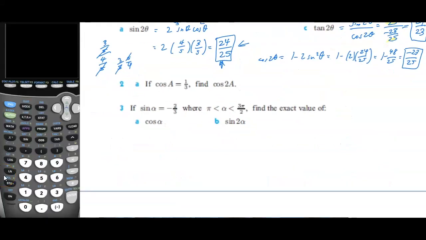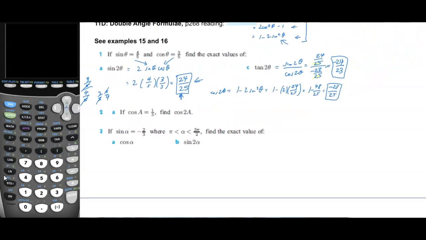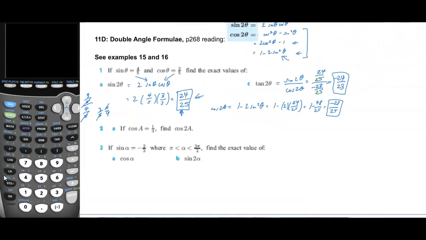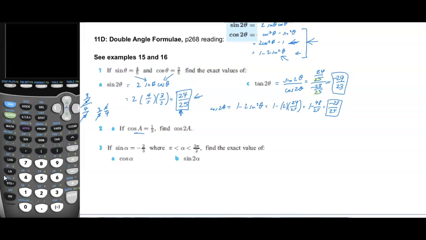If cosine A is 1/3, find cosine 2A. Okay, so in this case, we're going to use one of these three equations. We only know cosine A, so why would we use any of these except for this one? This one's the best one because it only has cosine in it, right? So you can see it's not that hard to figure out which one you're supposed to use. So 2 times 1/3 squared minus 1 equals 2 times 1/9 minus 1, 2/9 minus 9/9, because 1 is 9/9, is negative 7/9.